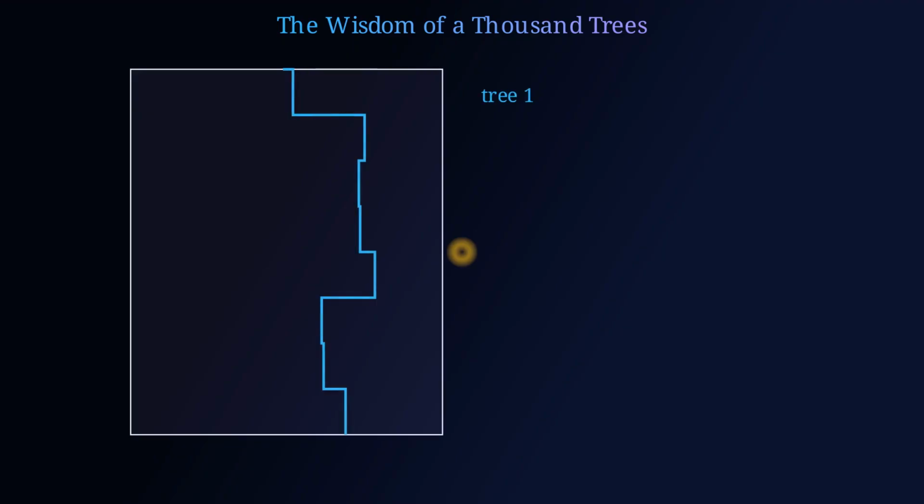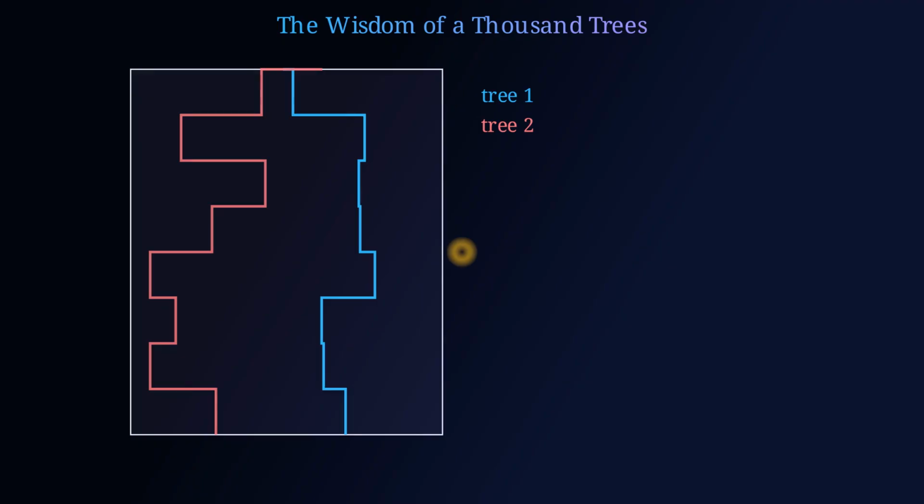Here it is. Now the second tree. Different bootstrap sample, different random features at each split. Its jagged boundary looks related but clearly distinct. Where tree 1 drew a spike, tree 2 drew a notch. They agree in the obvious regions and disagree in the messy borderlands. That disagreement is exactly what we want.